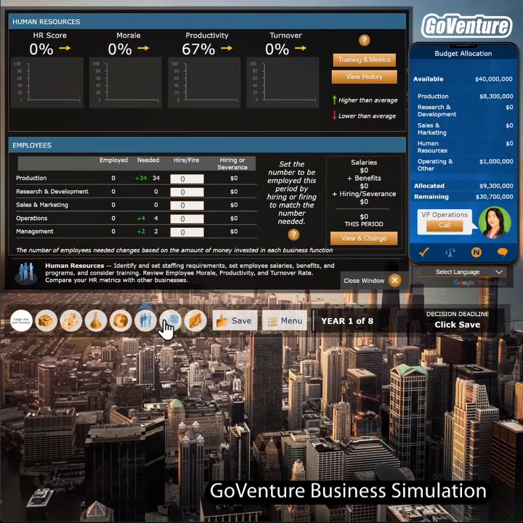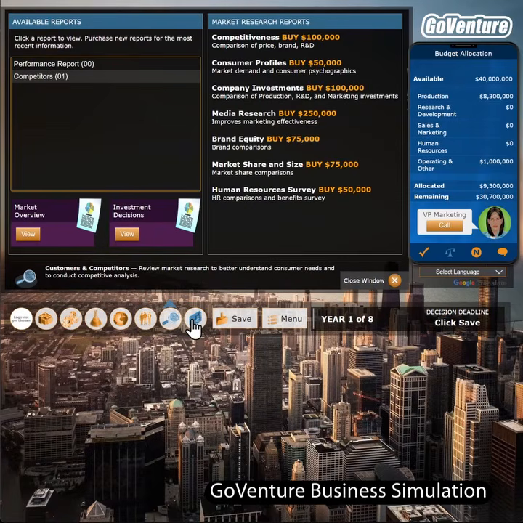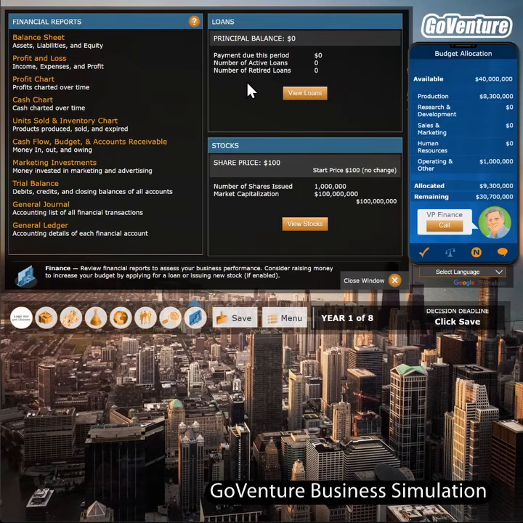We've got HR to deal with, and we've got to manage HR. All sorts of reports we can access, and financial reports, and we can even take out loans and stocks. Anyway, let's stop here, and we'll think about our decisions.